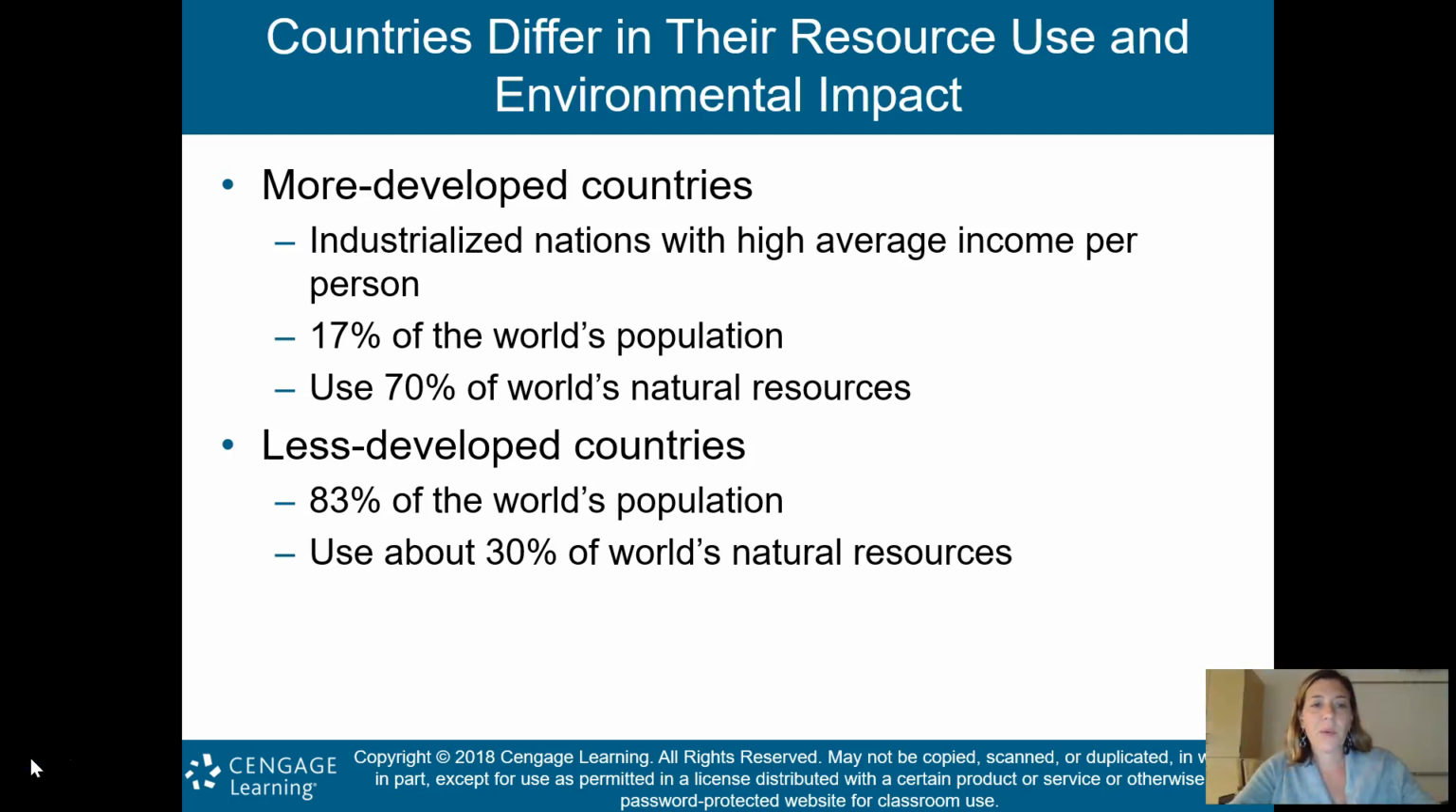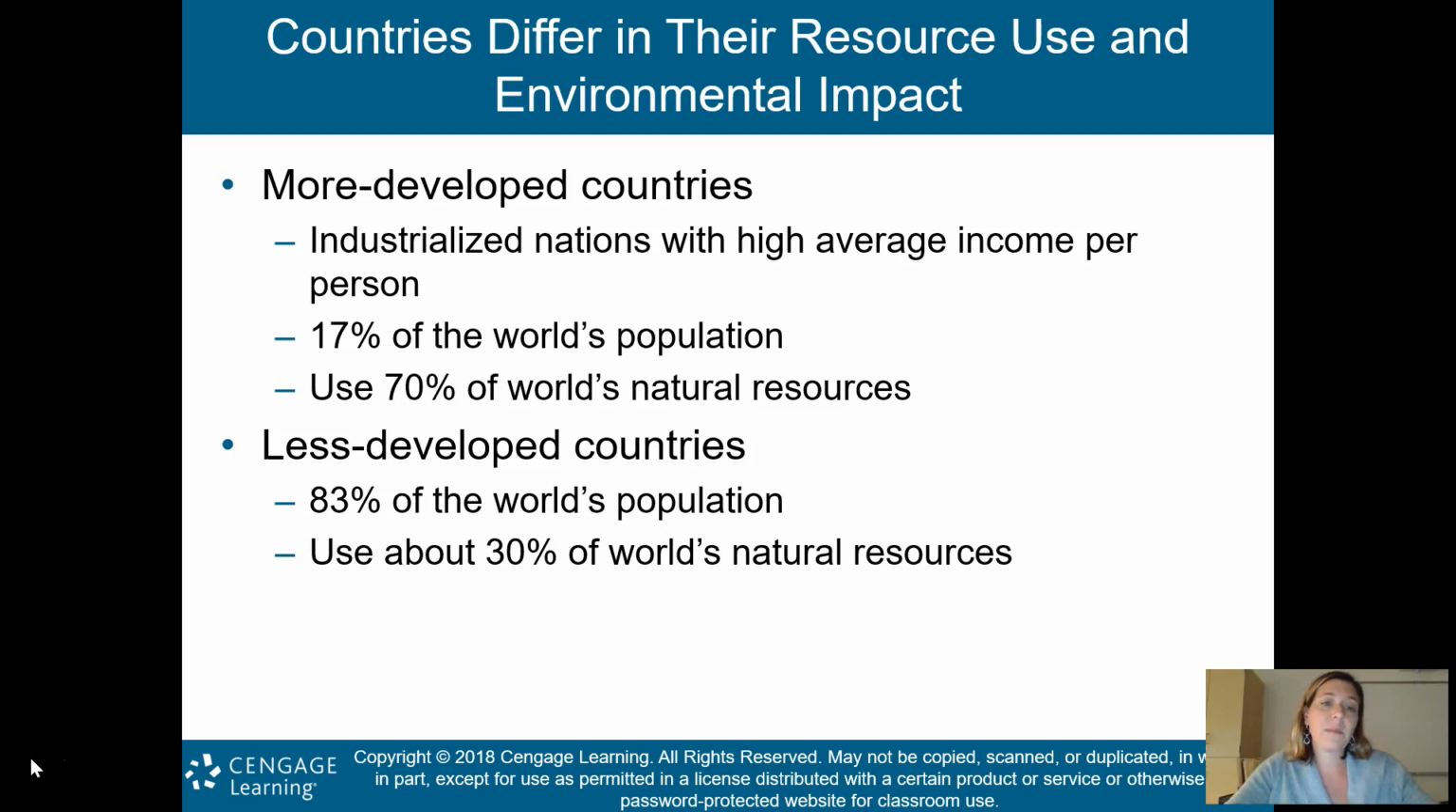The next category would be less developed countries, and this actually would include countries that are more moderately developed and then countries that are the least developed countries in the world. So less developed, moderately developed countries would be sort of like middle income average per person, and this would be places like China, India, Brazil, Thailand is moderately developed, and Mexico.